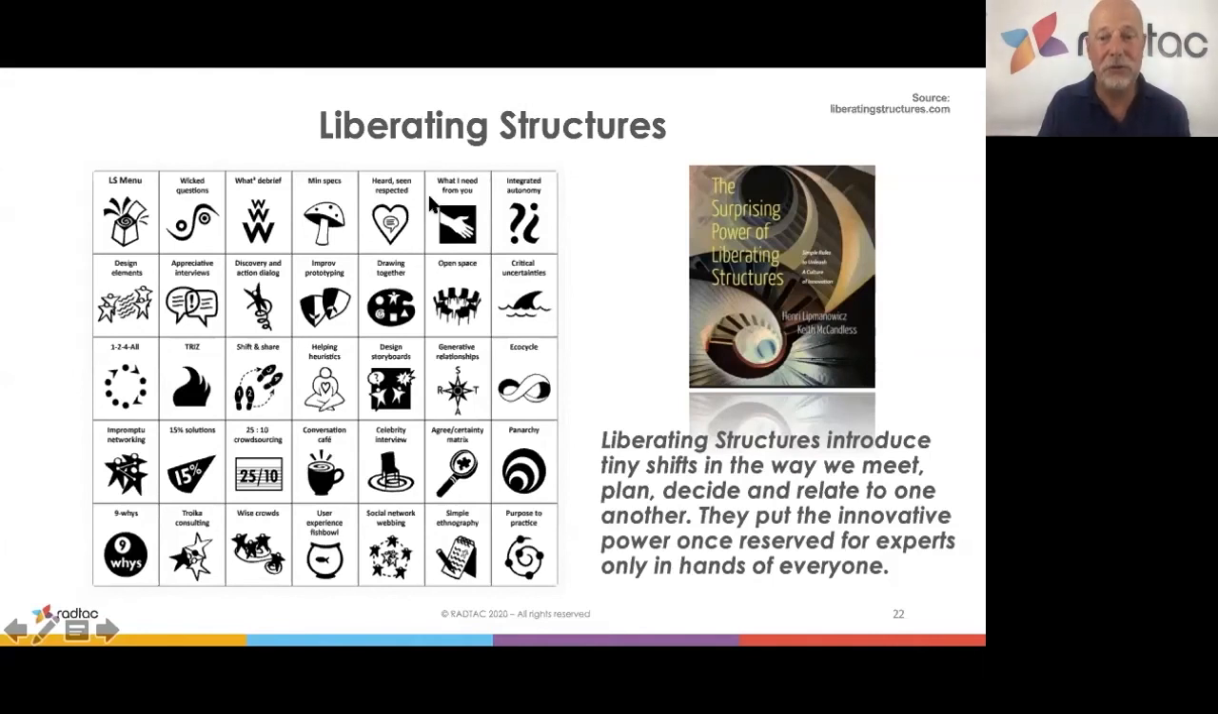So, liberating structures, good book. We can see on the right here, I can never pronounce Henry's name, just to say Henry and Keith. We can see the people who've written this book here. Very good thing to look at as an amazing Scrum Master. These are really useful techniques. And by the way, there are hundreds, if not thousands, of facilitation techniques you can use out there. But liberating structures is a good place to start for the amazing Scrum Master.